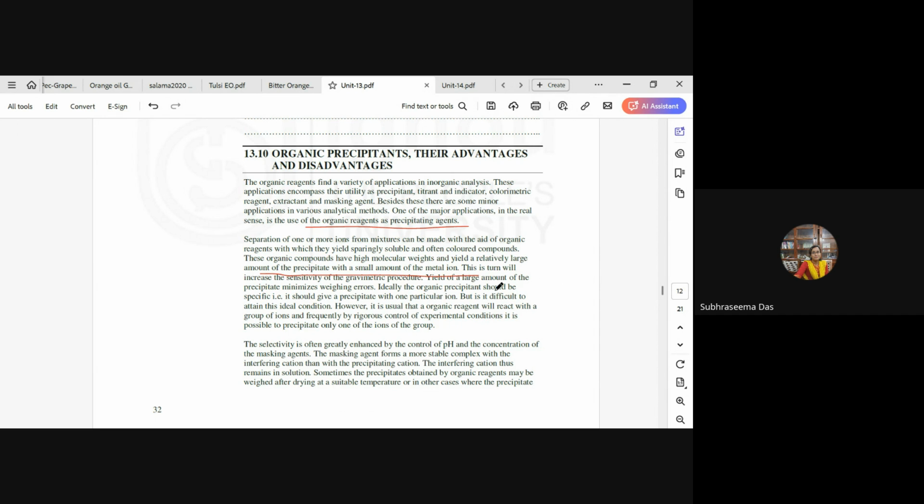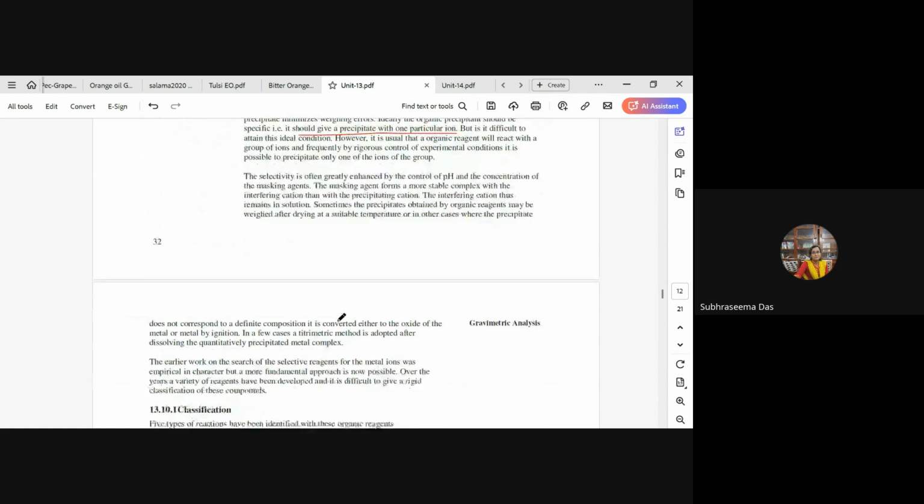Ideally, the organic precipitant should be specific, that is, it should give a precipitate with one particular ion, but sometimes it is difficult to attain this situation. However, it is usual that an organic reagent will react with a group of ions, and frequently by rigorous experimental control, the selectivity is often greatly enhanced by the control of pH and the concentration of the masking agents. The masking agents form a more stable complex with the interfering cation than that with the precipitating cation. So the interfering cation thus remains in the solution.